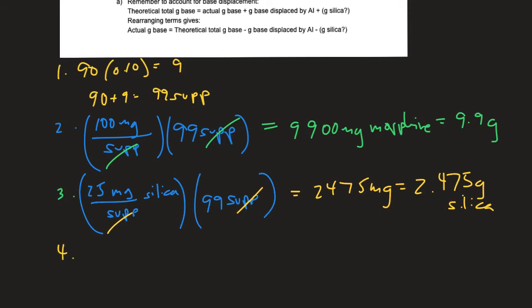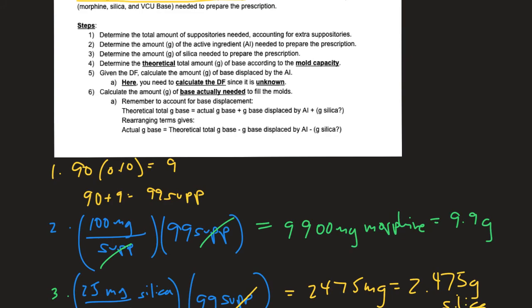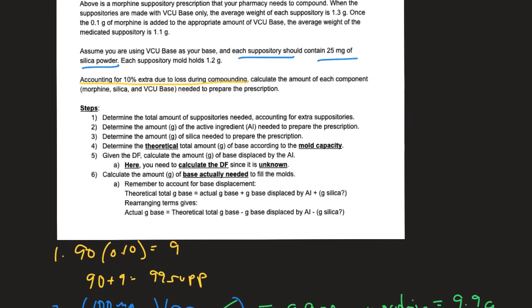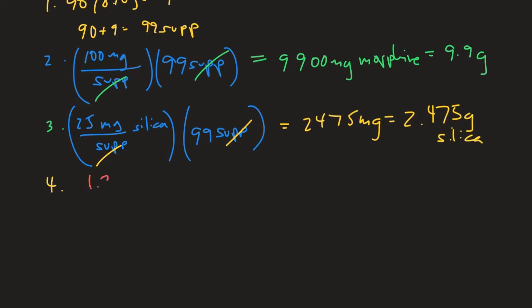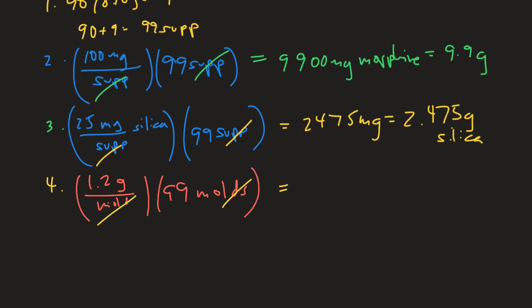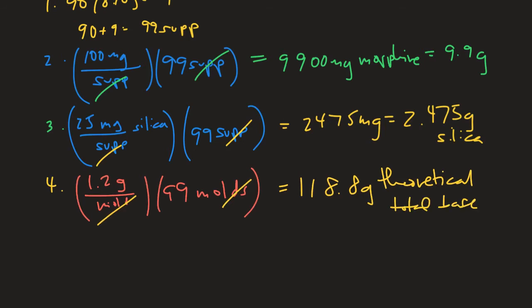Step 4, we're going to determine the theoretical total amount of base based on mold capacity. So assuming the mold's only going to hold just base, each suppository mold holds 1.2 grams. So 1.2 grams per mold. We're going to need 99 molds. Molds cancels out. 99 times 1.2 gives you 118.8 grams theoretical total base, assuming the molds are just going to have base.